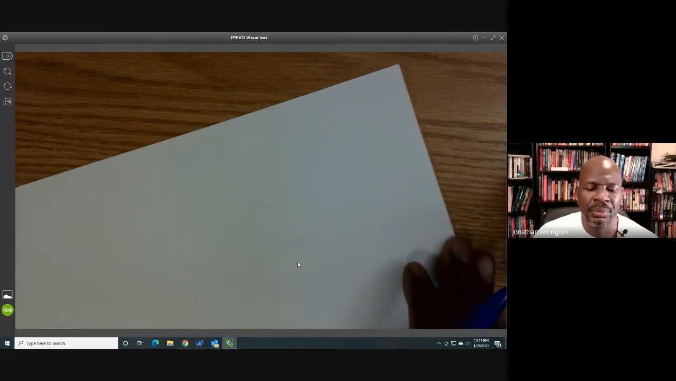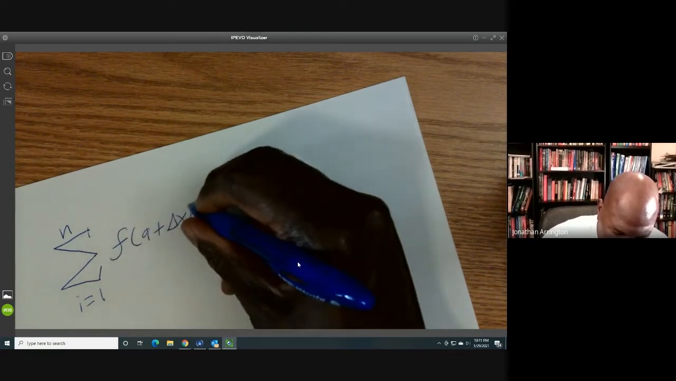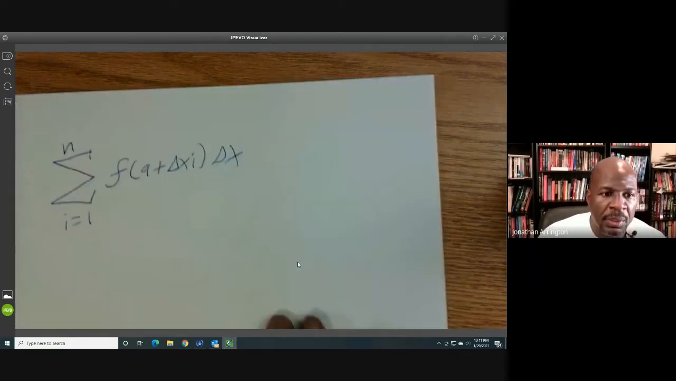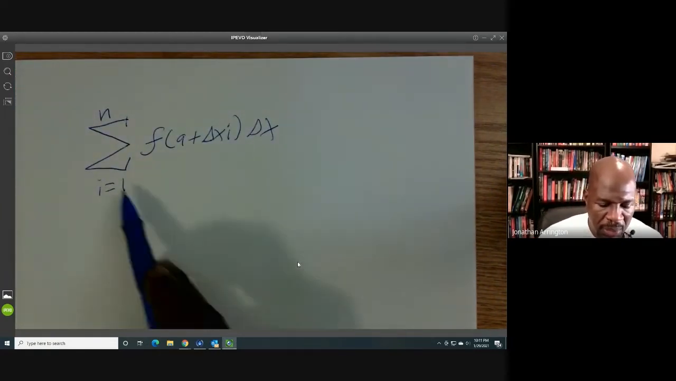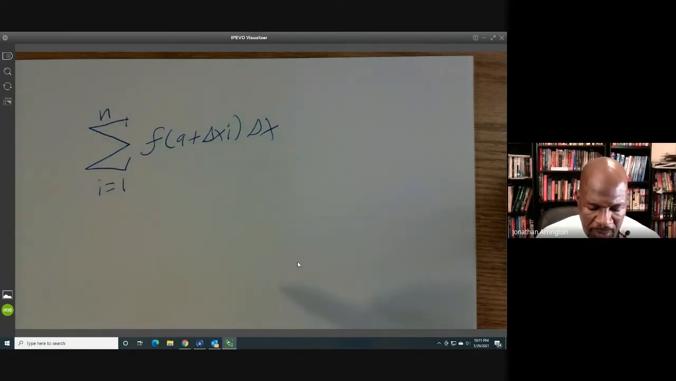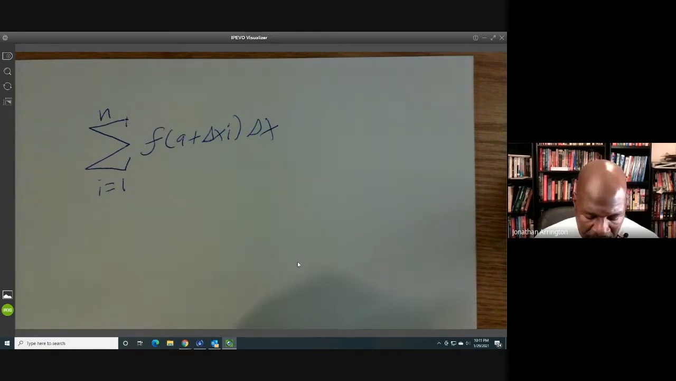So in general, our Riemann sum is this guy. So in general, this is going to give us the value of our Riemann sum. So we're summing as i goes from 1 to n, again, n is the number of subintervals, of f of a plus delta x i times delta x. Well, of course, delta x is b minus a over n, where a and b are the limits of integration.